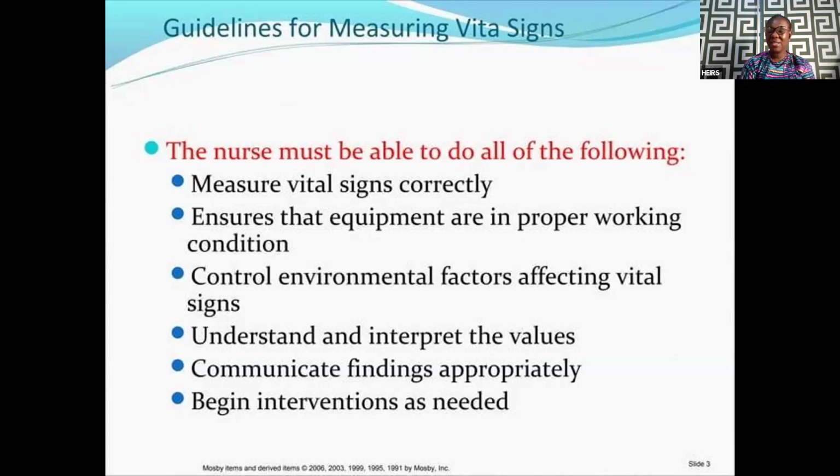Then you want to begin interventions as needed. Should you find that this patient of yours has a temperature reading of 38, if it's a child, that may be a time to give the child a bath. If it's an adult, that may be a time to give your patient paracetamol while you wait for the nurse practitioner or the physician to take over the care. And if you find that the blood pressure is very low, for instance, you may need to make your patient lie down so that they don't stand up and then pass out because the blood pressure has crashed.